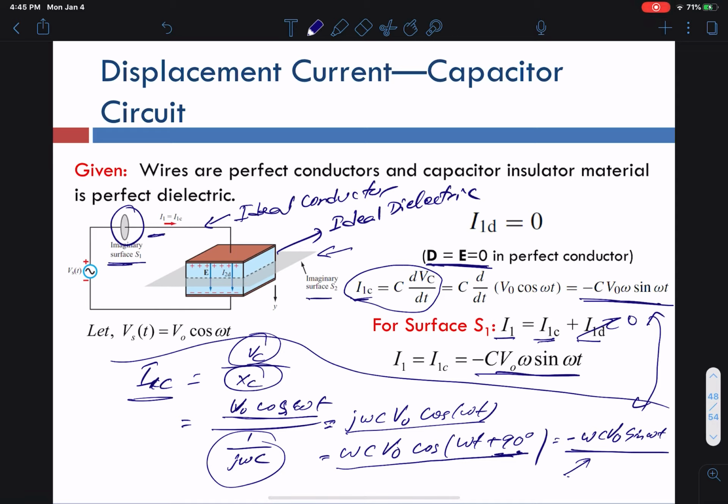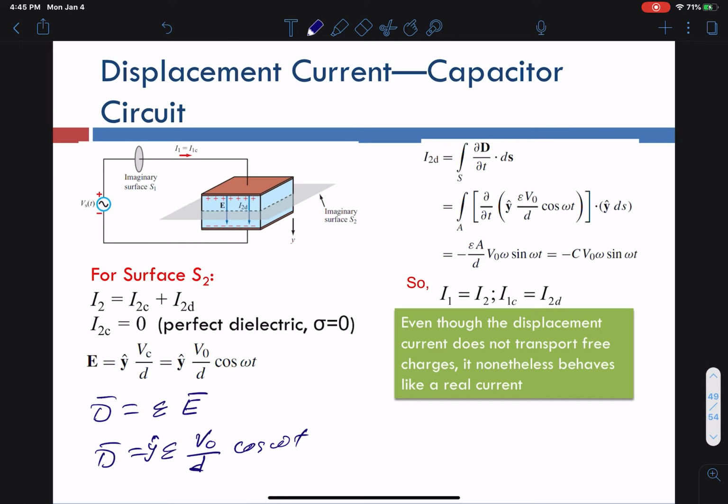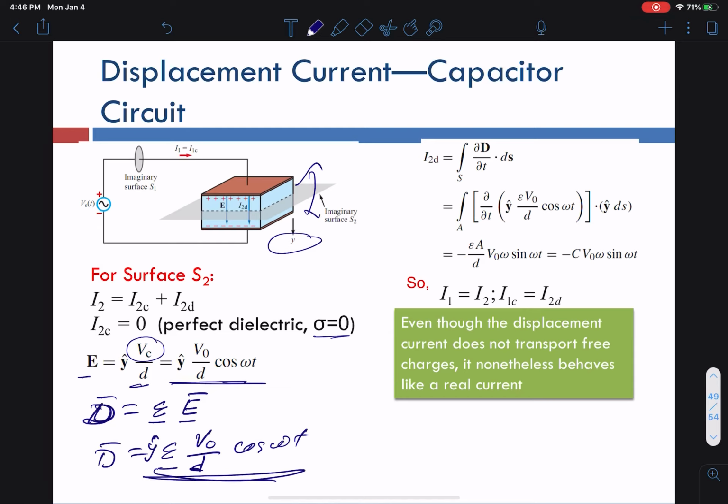If I have another imaginary surface S2 in between the two parallel plates, we have the ideal dielectric there. An ideal dielectric has conductivity 0, so there is no conduction current. To find the current here, I have to find the electric field between the plates. The electric field is basically voltage over distance, in the y direction. Then to find D, the electric flux density, it is epsilon times E. Now we can use this D in the equation for displacement current.